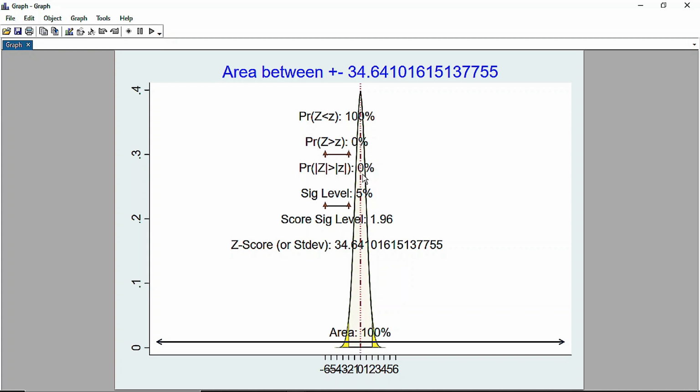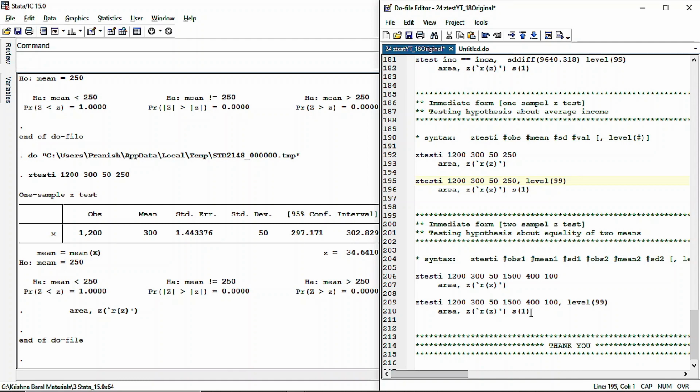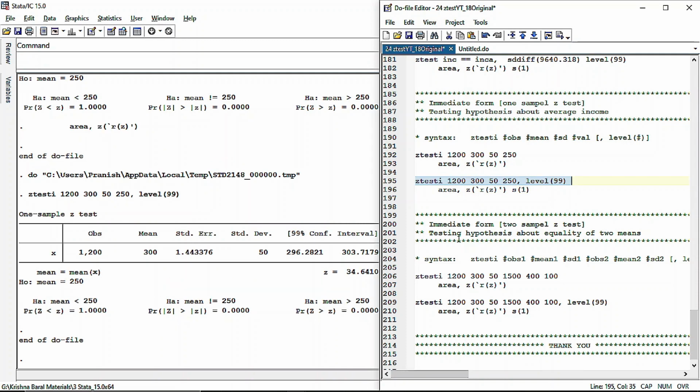So in this case, for the two-tail test, again our alpha value is 5%. So if our p-value is less than 5%, we reject the null. For the left tail test, we fail to reject the null, and for the right tail test, we reject the null. And let us see another example where the sample is 1200 and its mean is 300, the population standard deviation is 50, and we want to test the hypothesis whether the mean is 250 and the significance level is 99%.